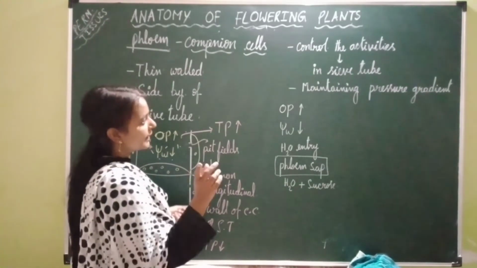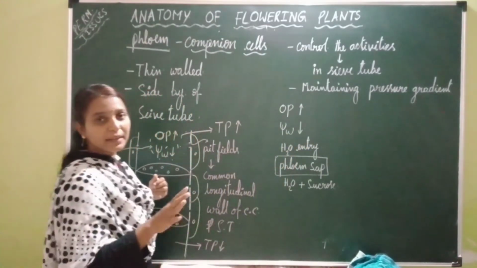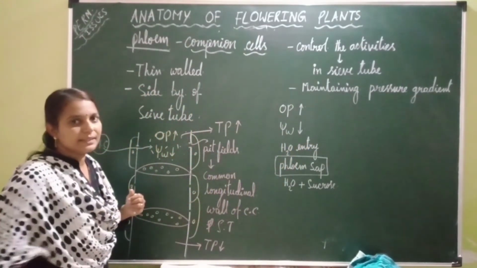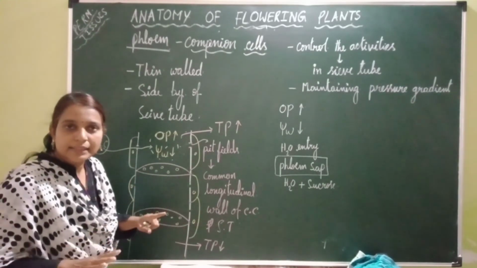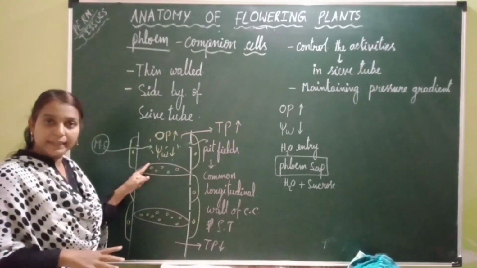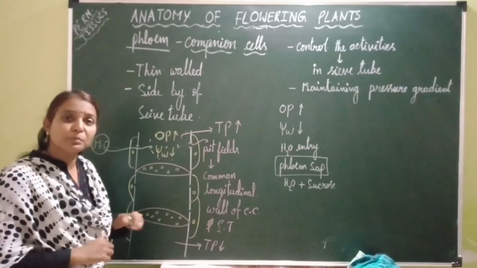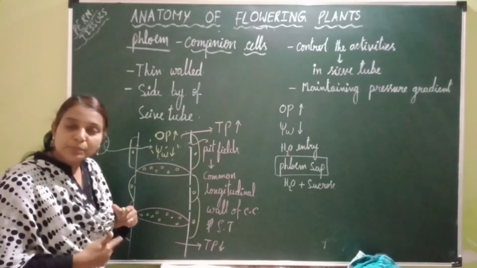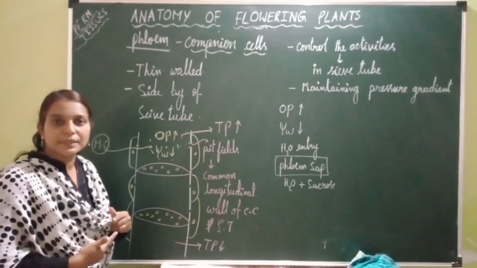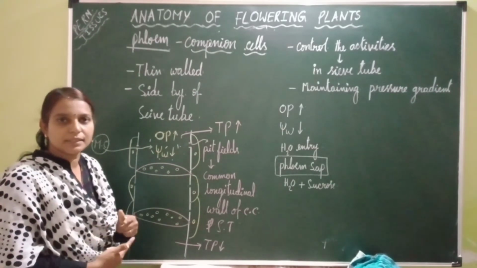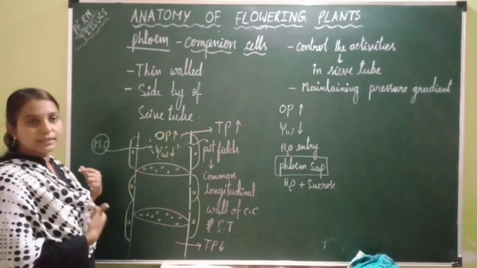So what is that gradient? Pressure gradient is developed, and that pressure gradient is maintained by the nucleus of the companion cell, because inside the sieve tube the nucleus is absent, and hence the pressure gradient which is developed inside the sieve tube during the transport of food material through the sieve tube is maintained by the nucleus present inside the companion cell. Hence companion cells are also called helper cells or accessory cells, which assist the sieve tube by maintaining the pressure gradient which is developed inside the sieve tube.